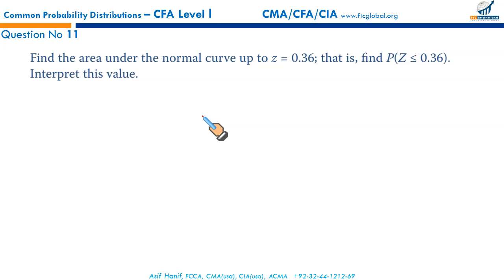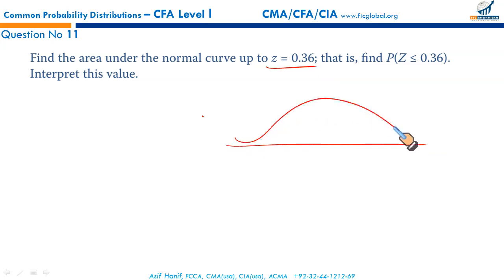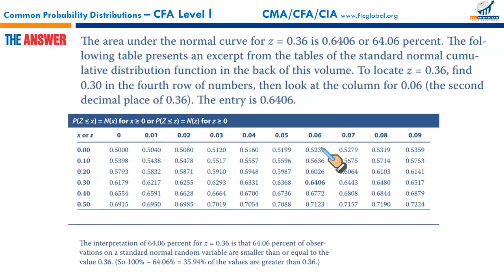Next, find the area under the normal curve up to z = 0.36. So z = 0.36 would be somewhere here, right? What you will do is simply open your z table and look up 0.30 in the column 0.06. So this is what it is, 0.6406. Now this is the number.